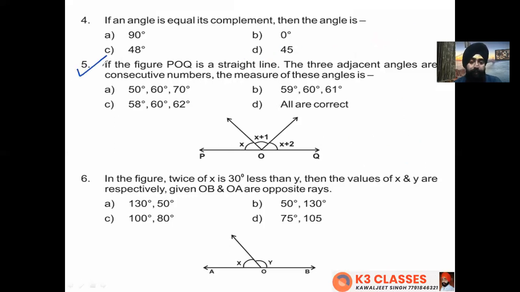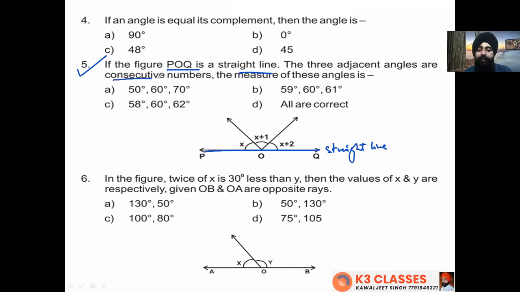Now moving to the fifth point. If the figure POQ is a straight line, and the three adjacent angles are consecutive numbers. Consecutive means one after the other. So x, x plus 1, x plus 2, and they are adjacent angles. We have to find the measure of these angles.